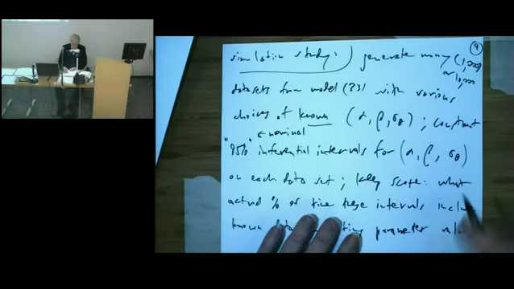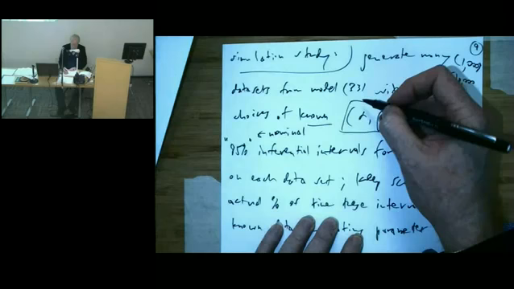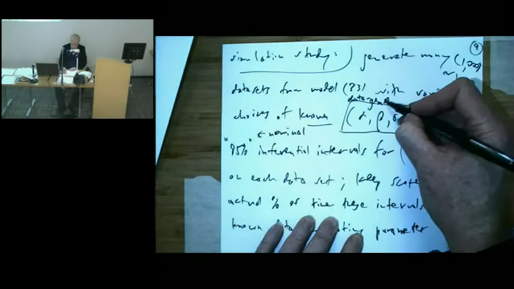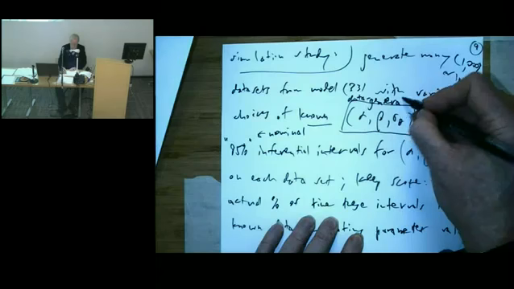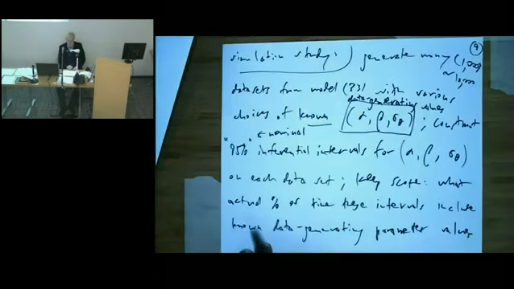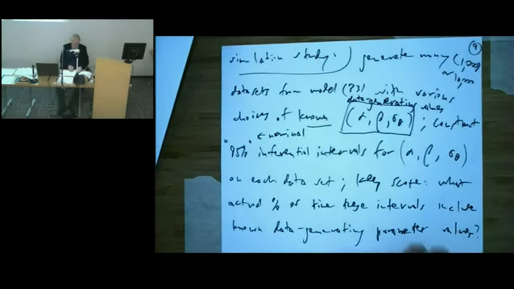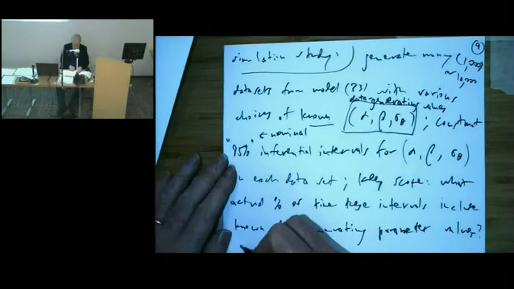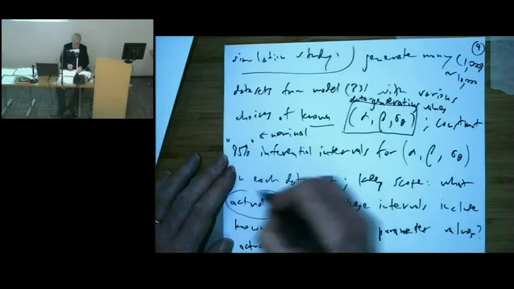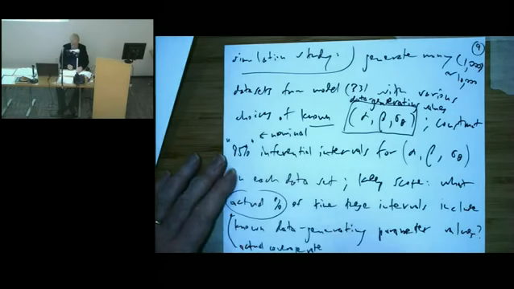So these things here, I'm going to call the data generating values, because we are the ones who generate the data from them. Now you ask the question: what actual percentage of the time do these intervals include the known data generating parameter values? This is called the actual coverage rate.